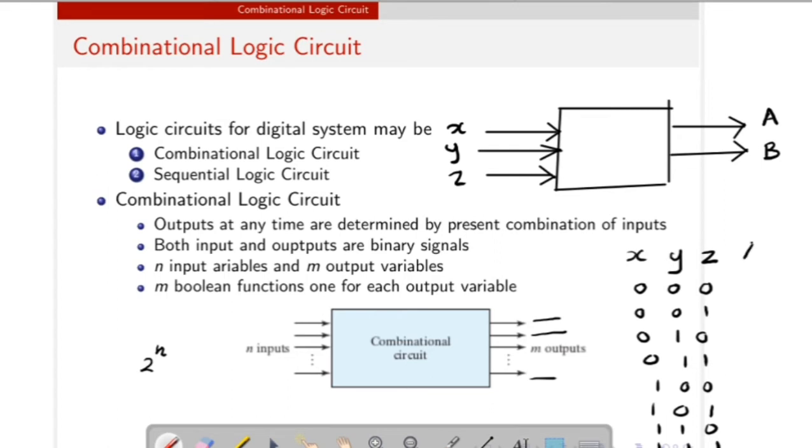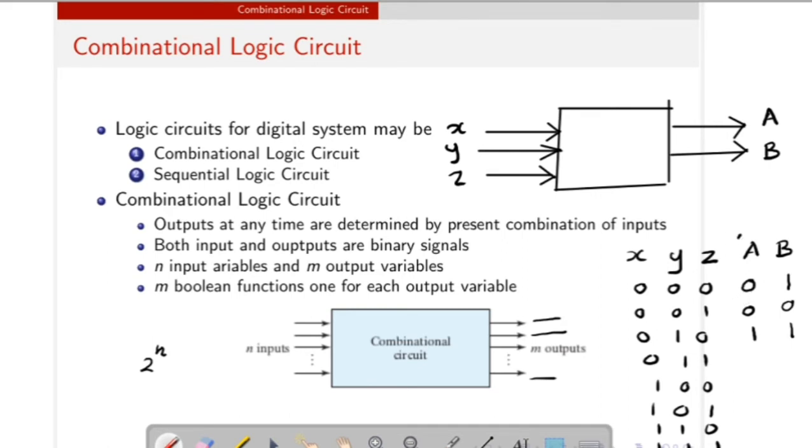For each input combination, A and B, that are the outputs of the combinational circuit, may be either 0 or 1. For example, for the input combination 0 0 0, A may be 0 and B may be 1. For the input combination 0 0 1, both are zeros. For 0 1 0, both are 1. Like that, for each input combination, we have output values. It may be either 0 or 1.